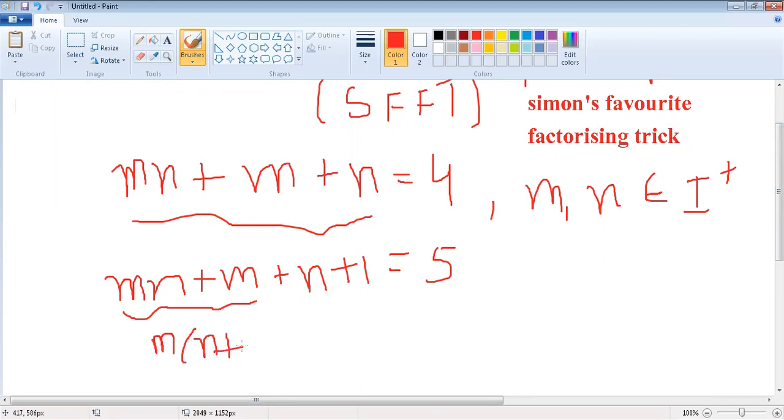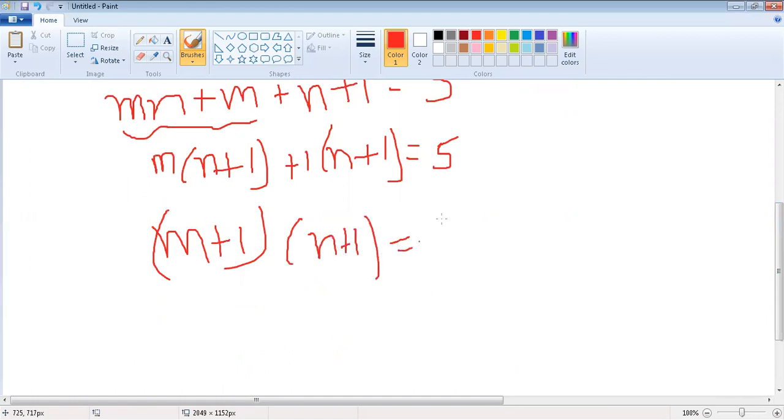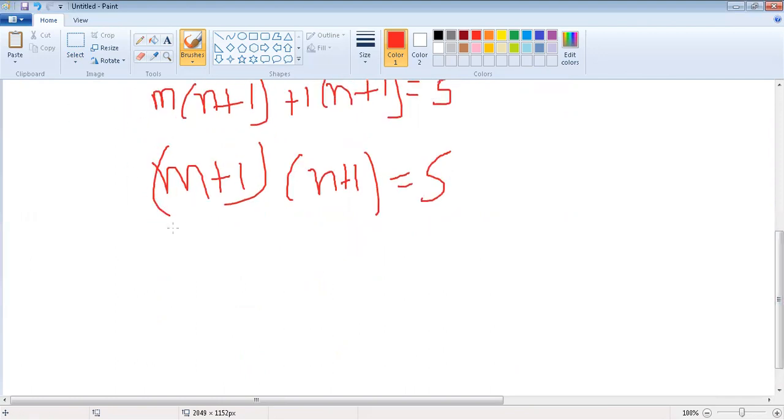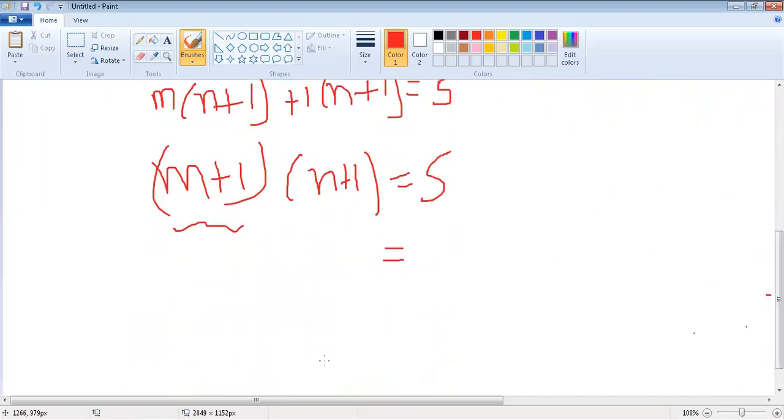take 1 out of here and plus 1 from here to get 5, and thus factorize this as m plus 1 times n plus 1 equals 5. Remember, I have said positive integers. So this excludes any m or n being zero. I mean, if we say in Indian terms, that is m and n belong to naturals.